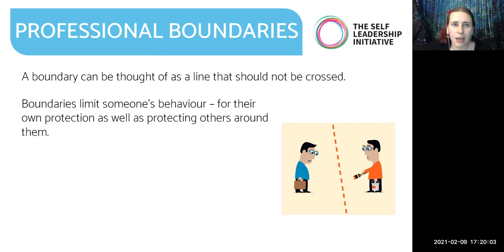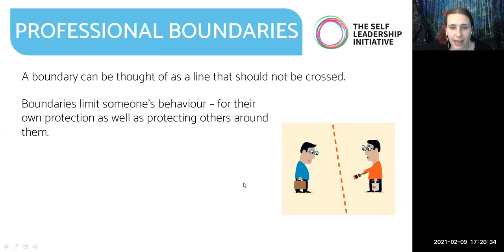Often this comes up in industries where there are, I guess, more defined roles. So the classic is a doctor and a patient. You will have in your mind a list of things that the doctor and patient can and can't do. And the reason they can't do those things is to protect the integrity of the doctor, as well as protecting the rights of the patient. But there are also professional boundaries in working relationships as well.